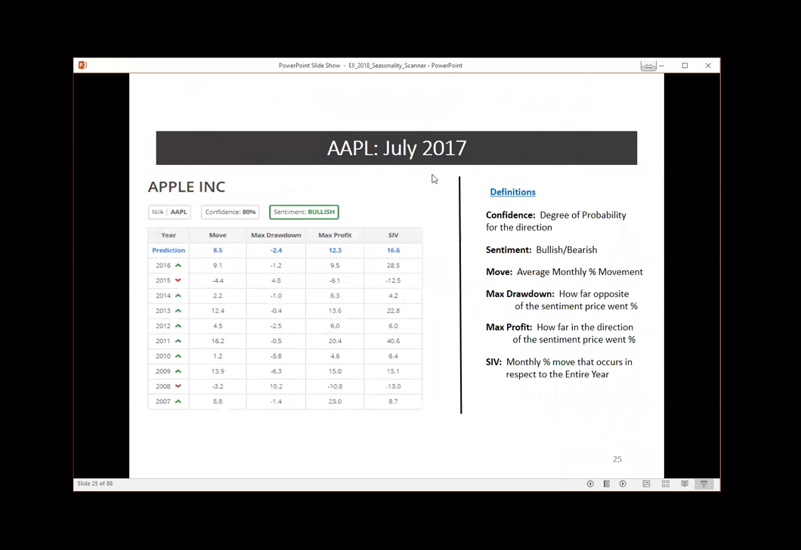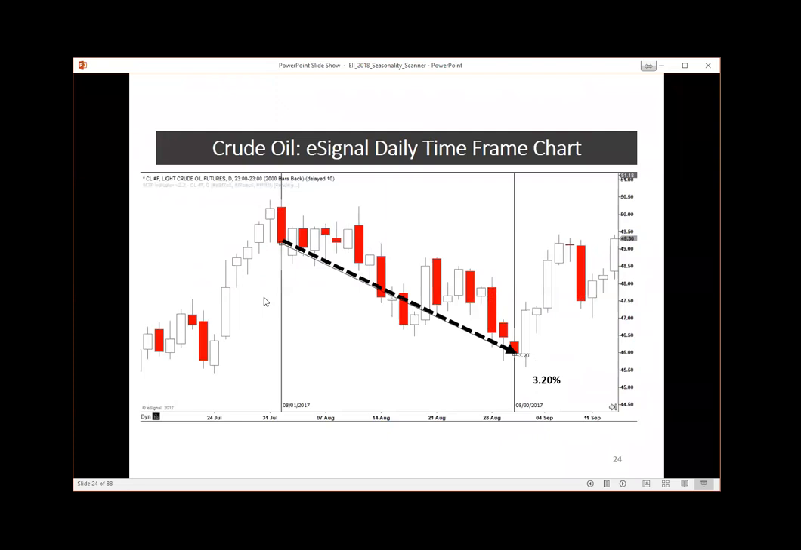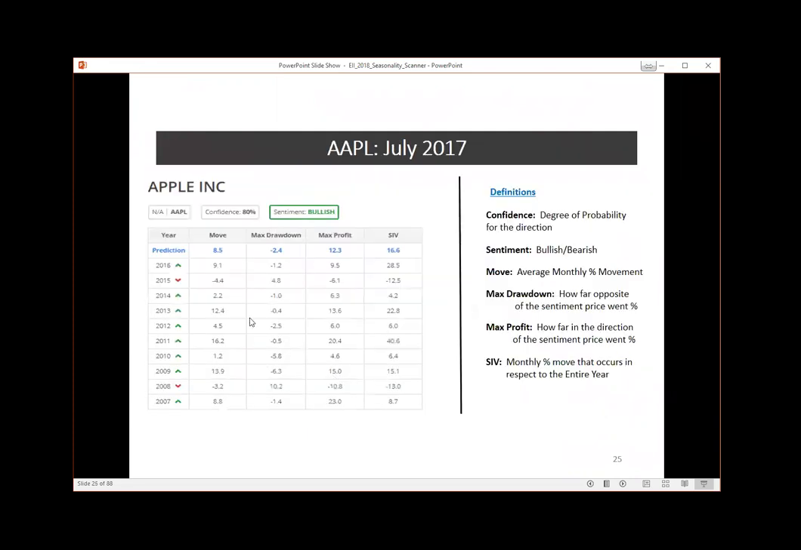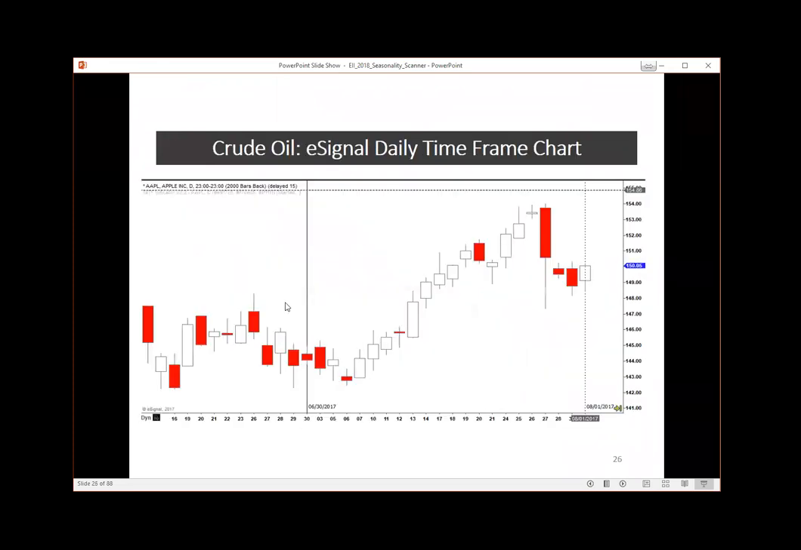Here's Apple, July 2017, 80% basically going up, 16% SIV value, which is exactly what we're looking for. There's no pattern here to destroy this at all. So we look at it here, it went for a little drawdown here, and if you look at here, what's the drawdown? It's a 4-to-1, actually it's a little over 3-to-1 here, and it went for a little drawdown here, and then it went up exactly as the seasonal software predicted, okay?